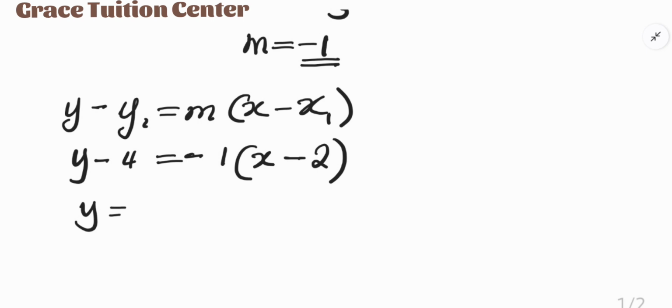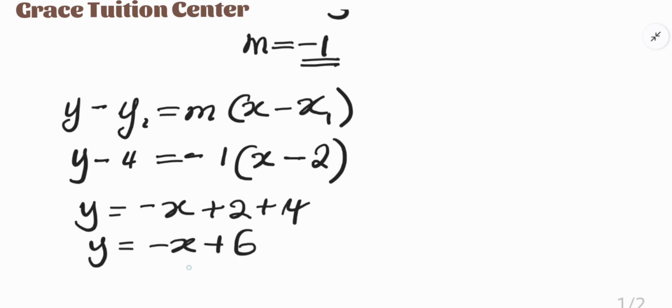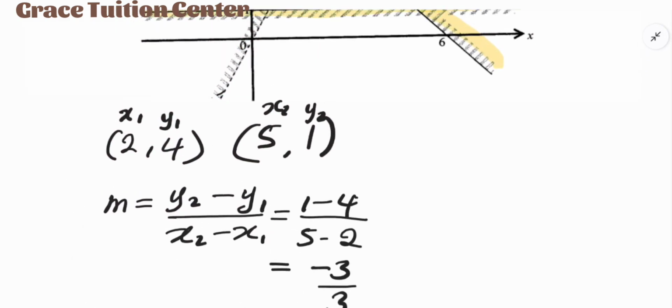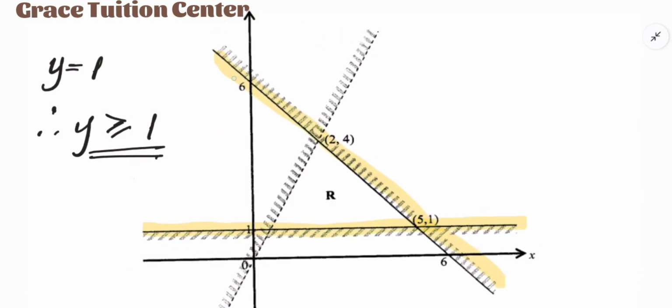So y equals, I want y to remain alone. -1 times x is -x. -1 times -2, that is +2. Then this -4, when it comes to the other side, will also become +4 there. Okay, so it means that our equation is y equals -x plus 6. This is the equation of this line here.